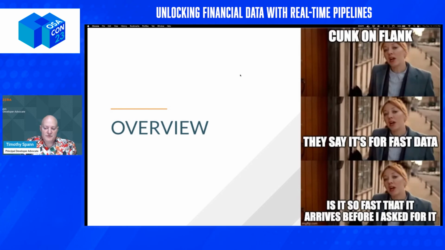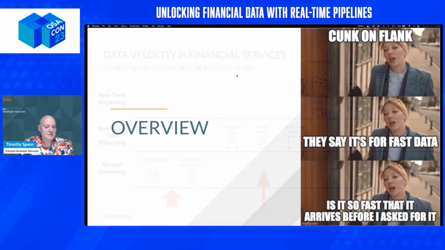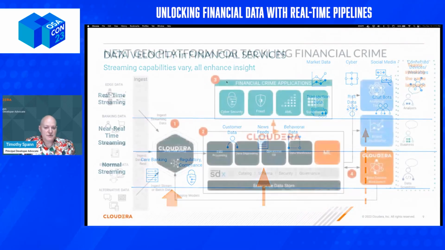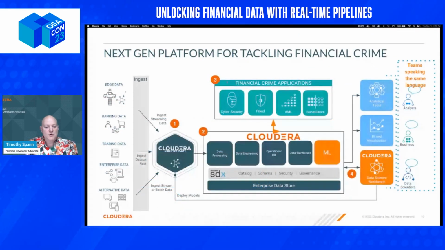So let's do an overview. We've got really fast data. Data's not so fast it arrives before I asked for it. That'd be kind of cool. But what happens is there's a lot of data.